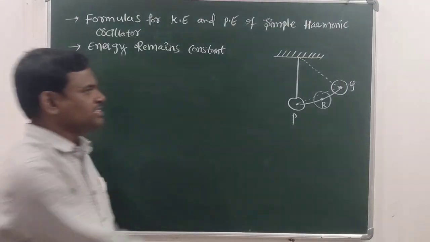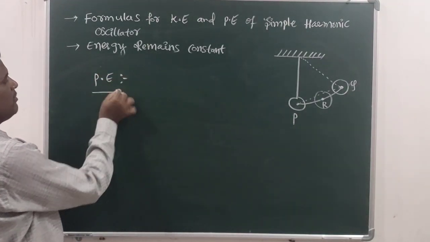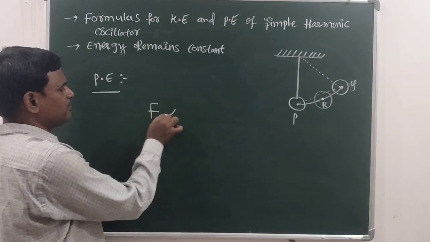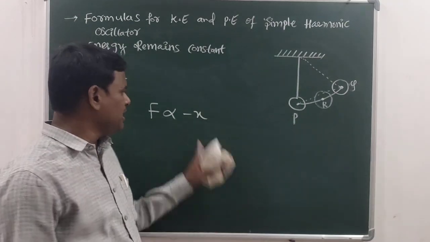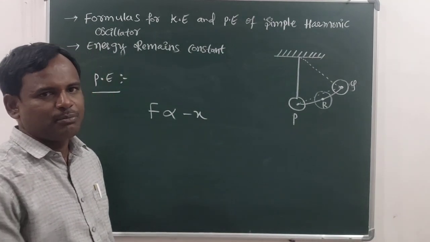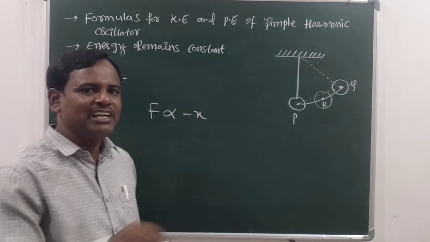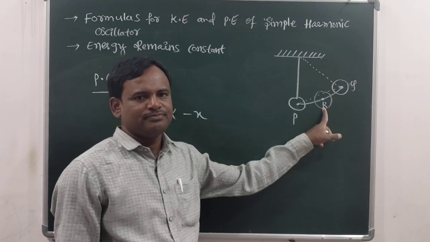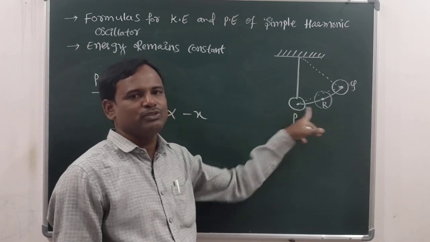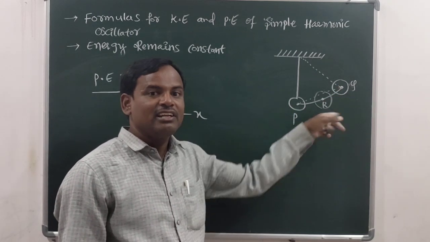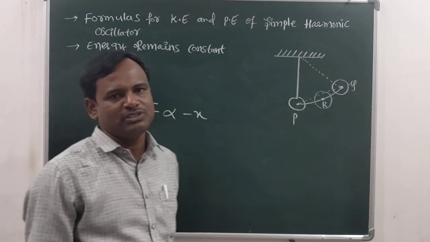Next, find the potential energy of this bob at R. For that, I would like to take this relation: F is directly proportional to minus x. You know the meaning of x: displacement of that bob from the mean position. What is capital F? A restoring force which generates in the bob. That restoring force works toward the mean position. The restoring force which generates inside the bob will try to bring the bob towards the mean position.